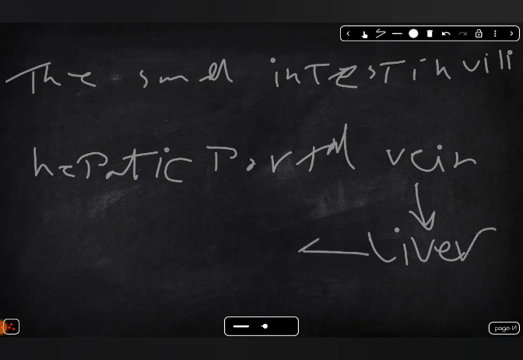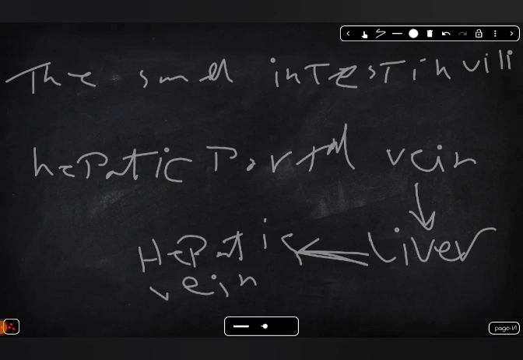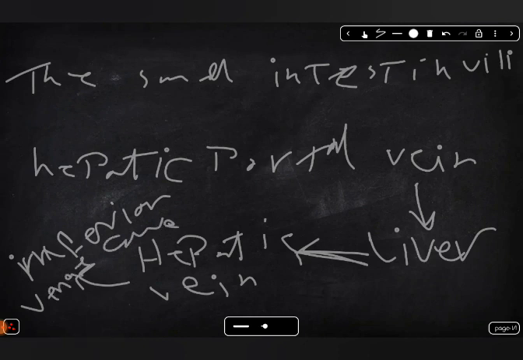And then from the liver, the liver will filter and pass to the hepatic vein, and then it will take it to the inferior vena cava, and then to the right atrium. Okay, this is the hepatic portal circulation.